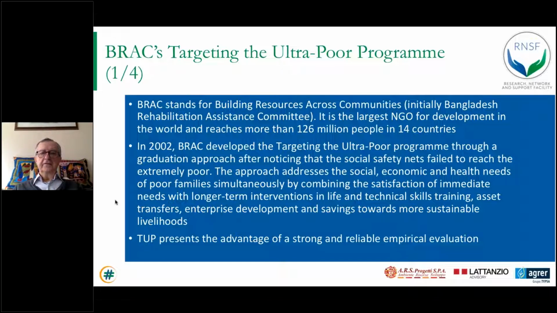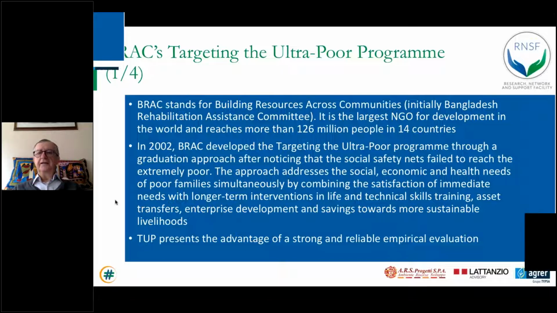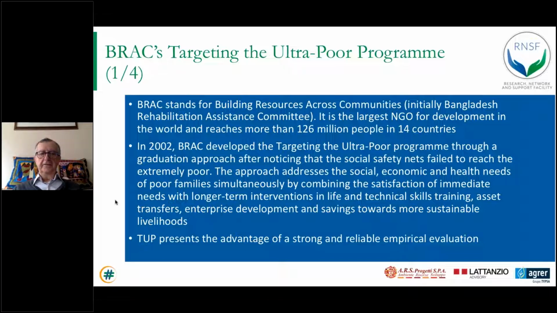In 2002, BRAC developed the Targeting the Ultra-Poor program through a graduation approach after noticing that the social safety nets failed to reach the extremely poor. So the approach addresses the social, economic, and health needs of poor families simultaneously by combining the satisfaction of immediate needs with longer-term interventions in life and skills training, asset transfers, enterprise development, and savings towards more sustainable livelihoods. TUP presents the advantage of a strong and reliable empirical evaluation, on which I will come back.